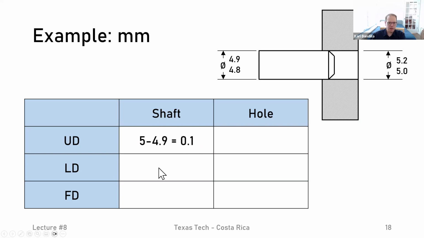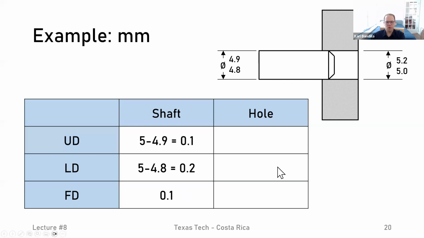Now for the lower deviation, I do the same thing. So it'd be 5 minus now the lower diameter, right? Gives me 0.2. That means my fundamental deviation is just, again, the smaller of the two, right? In our case, the smaller is 0.1. So my fundamental deviation is going to be 0.1.